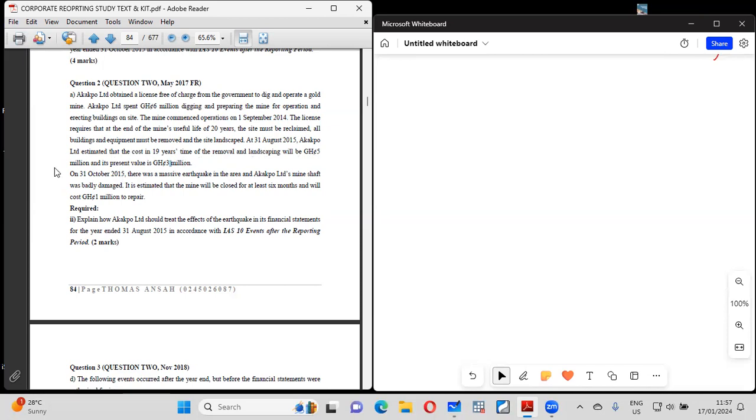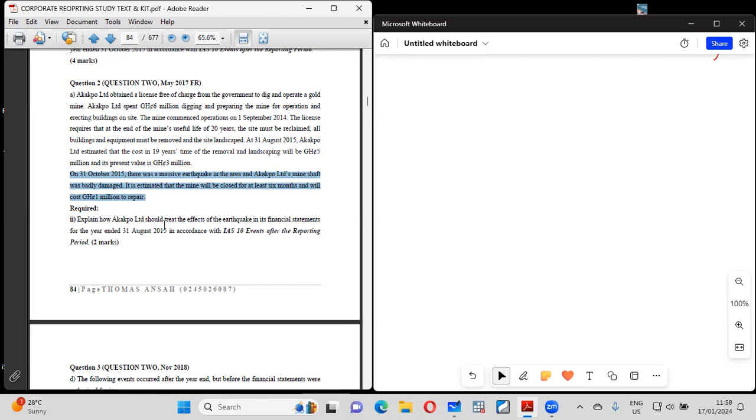This one says that on 31st, there was a massive earthquake in the area, and a couple of mine shafts were badly damaged. So we ask ourselves, when is the end of the reporting period? 31st August is the reporting period, and the earthquake happened in September, which means it is right after the reporting period. It is estimated that the mine will close for 6 months, and all these things are happening after. So these ones call for what? A disclosure.